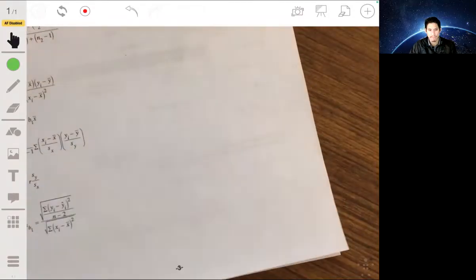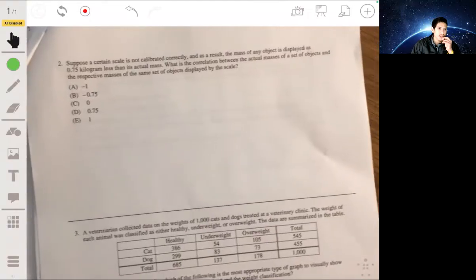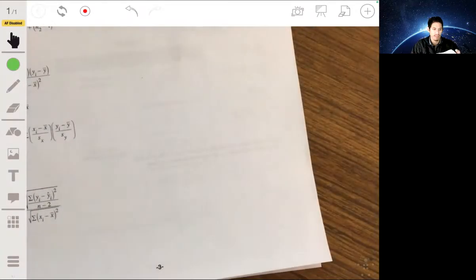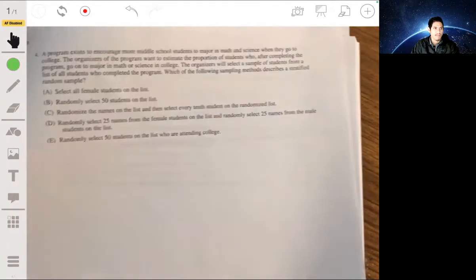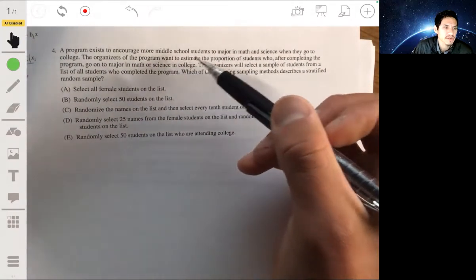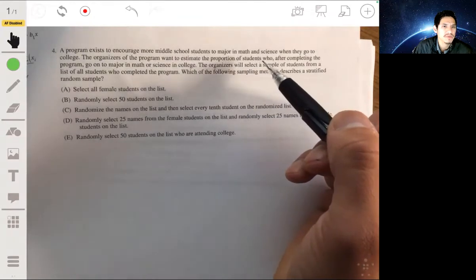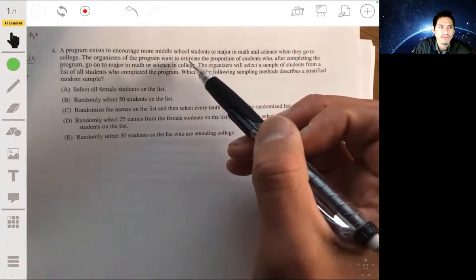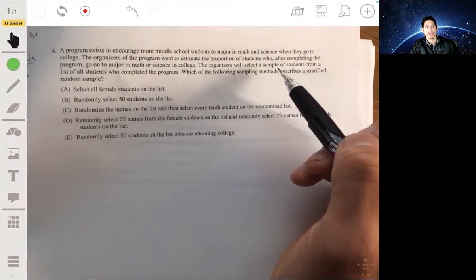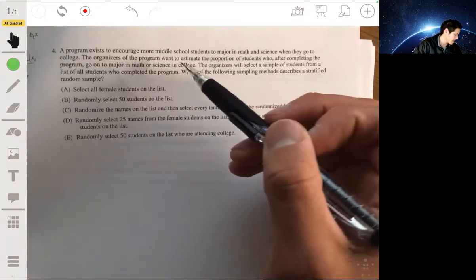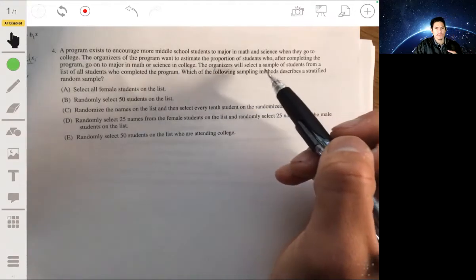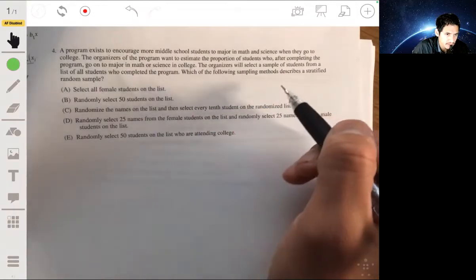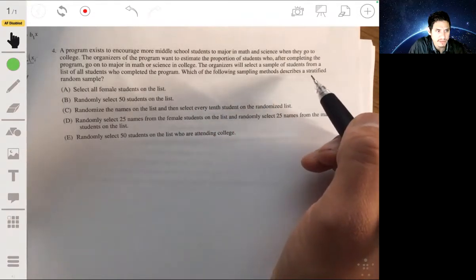Okay. Number 4. A program exists to encourage more middle school students to major in math and science when they go on to college. The organizers of the program want to estimate the proportion of students who, after completing the program, go on to major in math or science in college. The organizer will select a random sample of students from a list of all students who completed the program. Which of the following sampling methods describes a stratified random sample?